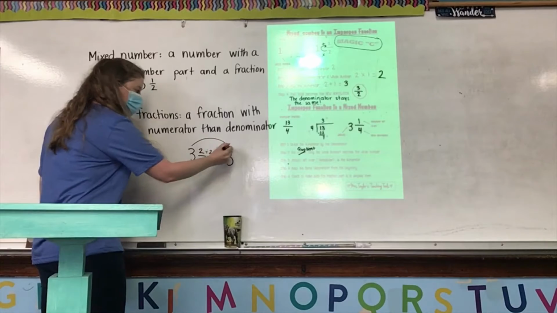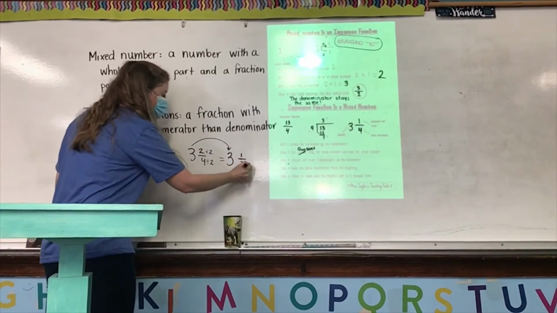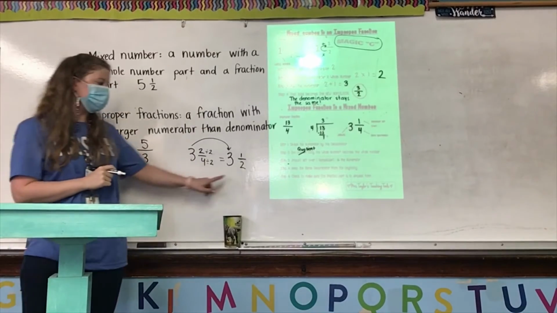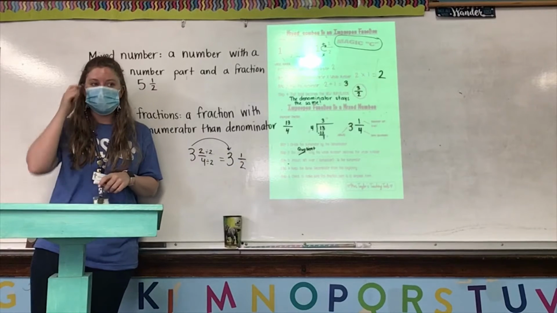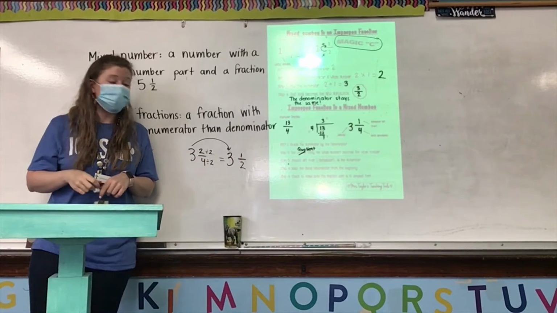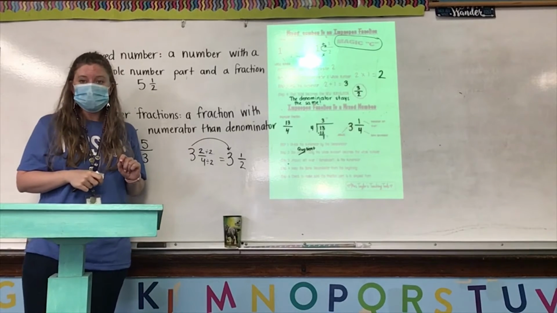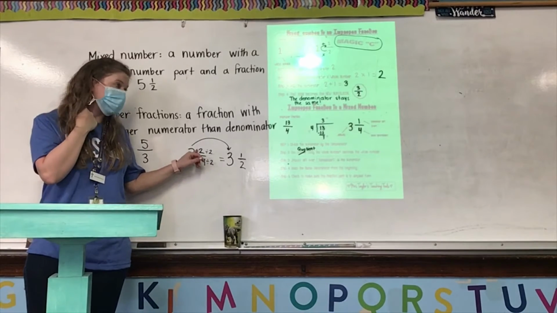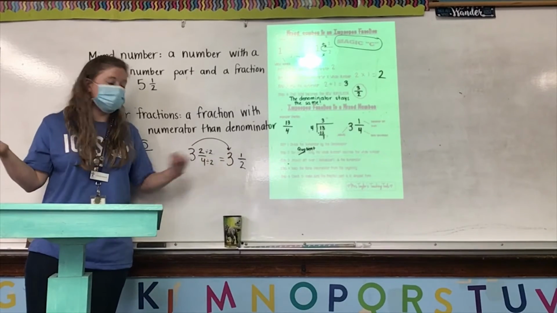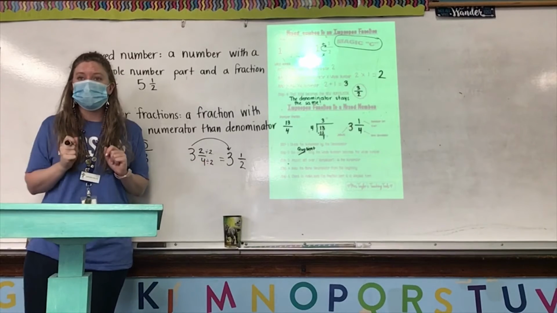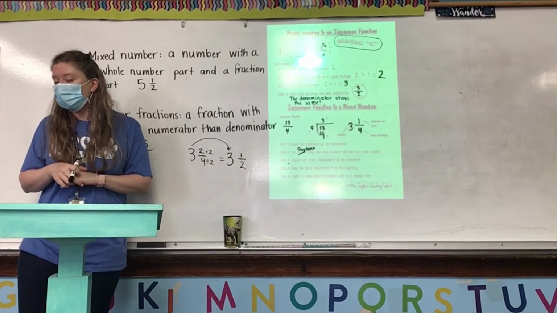This stays the same. 2 divided by 2 is 1. 4 divided by 2 is 2. So 3 2/4 in simplest form is 3 1/2. So don't forget, step 5, check to make sure it's in simplest form. Use your tips. Like if the numerator is a factor of our denominator, that's the greatest common factor. If your numerator is 1, it's in simplest form. If your numerator and your denominator are both prime, it's in simplest form.